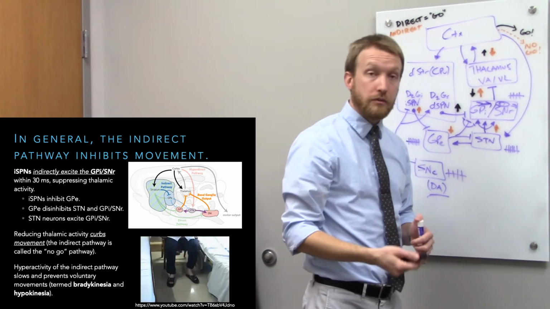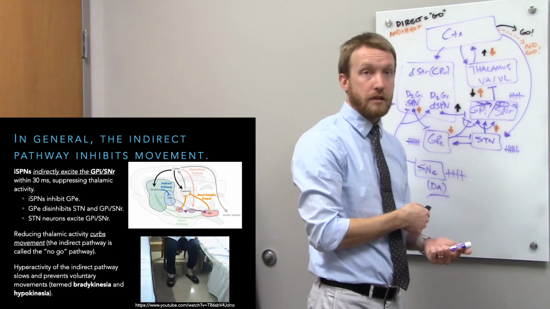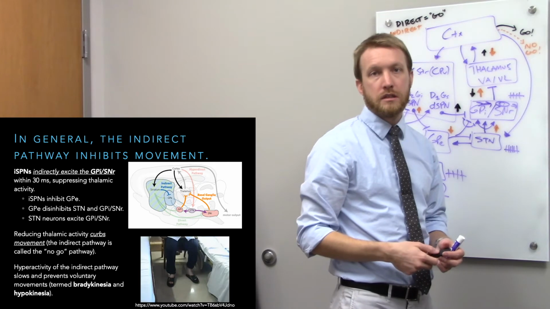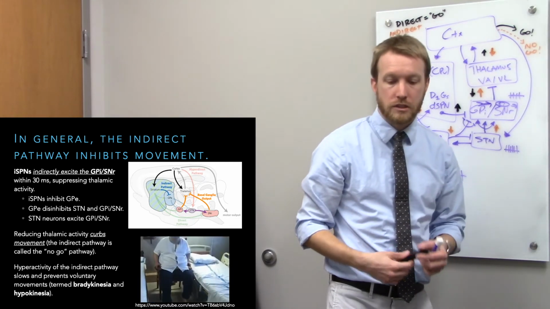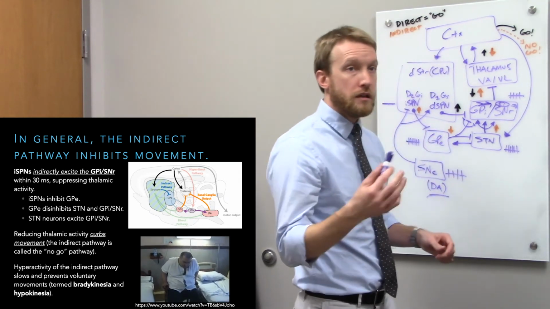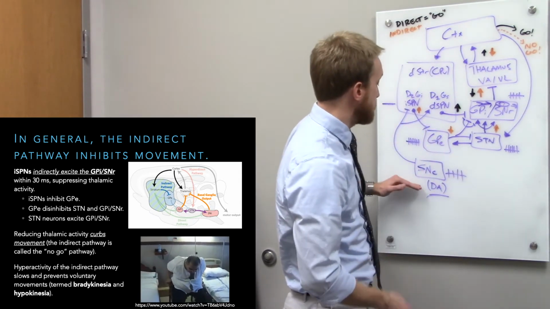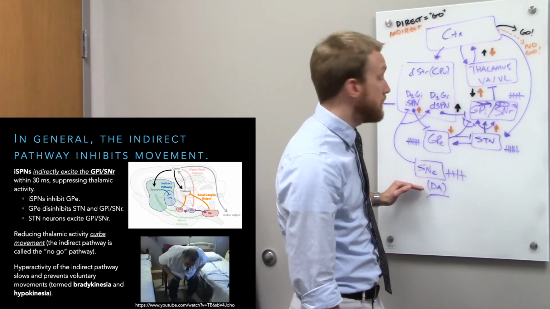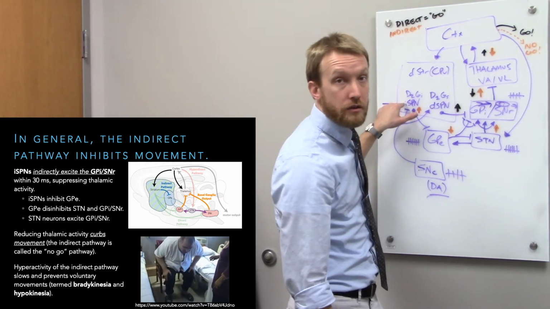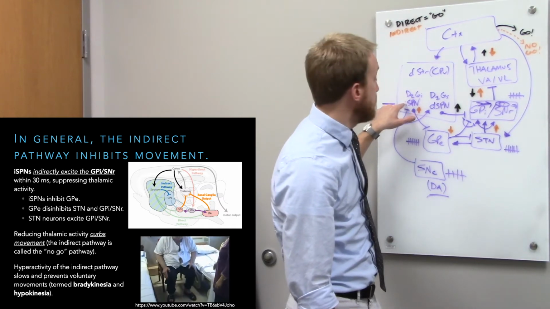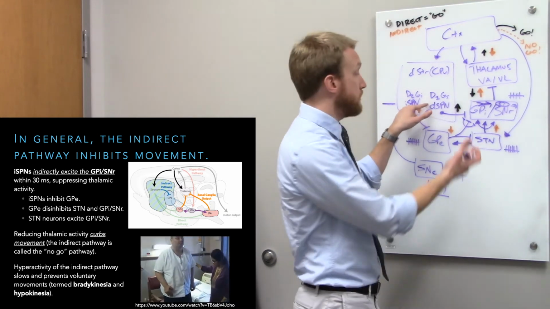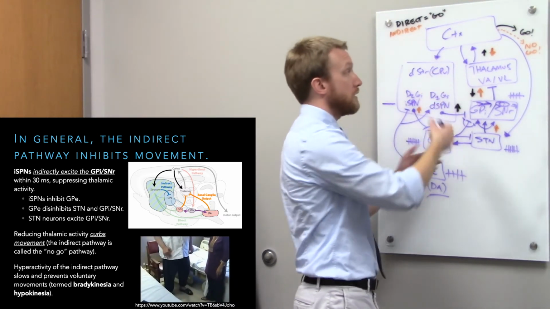On the other hand, whenever we see a bias toward indirect pathway activity, we see a poverty of movement. And that's what we see in Parkinson's disease. So this gentleman's going to try to stand up and walk around. It'll take some time. In Parkinson's disease, loss of dopamine neurons in the SNc is going to prevent inhibition of the indirect spiny projection neurons. It's going to decrease stimulation of the direct spiny projection neurons, and thus we get a shift toward the indirect pathway.